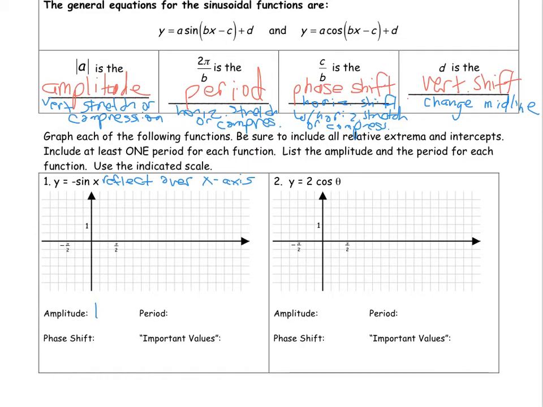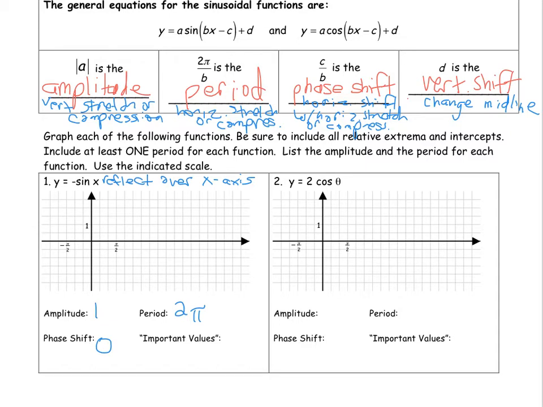Period, let's see, period is 2 pi over b. There are no other numbers in here though, so it's 2 pi over 1, which is just 2 pi. Phase shift, again, there are no other values in this function. I don't have to worry about it. There is no c. B is just 1. There is no shifting occurring.